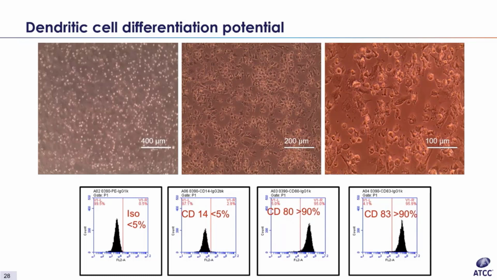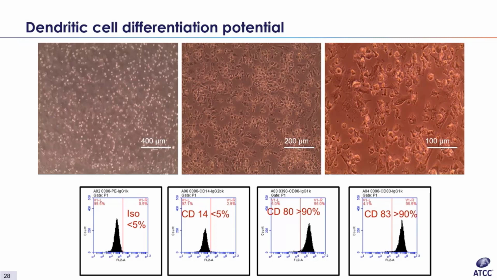ATCC's iPSC-derived monocytes also have high dendritic cell differentiation potential. To support this, we incubated the monocytes with a commercial dendritic cell differentiation kit and cultured them on attachment culture dishes. On the left, you can see the monocytes prior to differentiation. They have smooth surfaces and are largely in suspension.